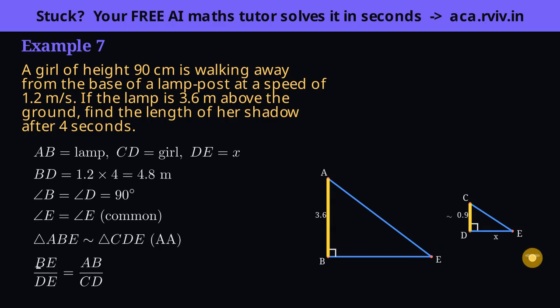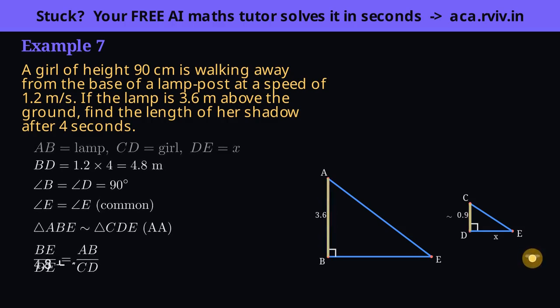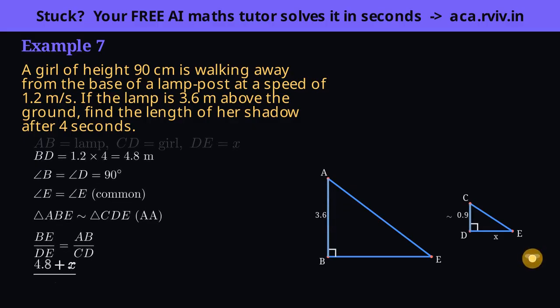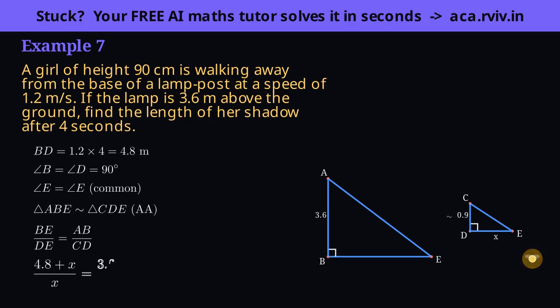Now substitute the actual lengths. The big base BE runs from the pole all the way to the shadow tip, which is the 4.8 she walked plus the shadow x, so BE is 4.8 plus x. The small base DE is just x. The lamp is 3.6 meters, the girl 0.9.